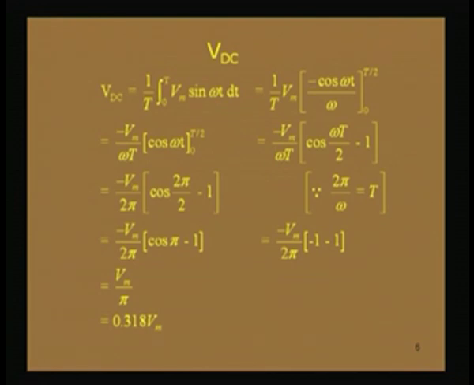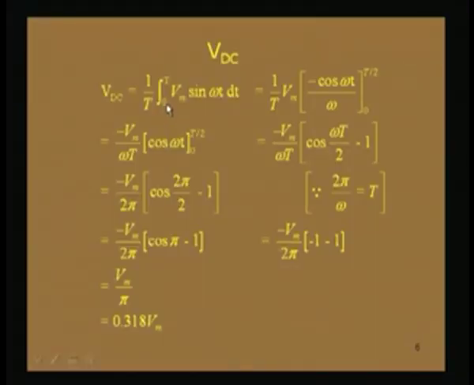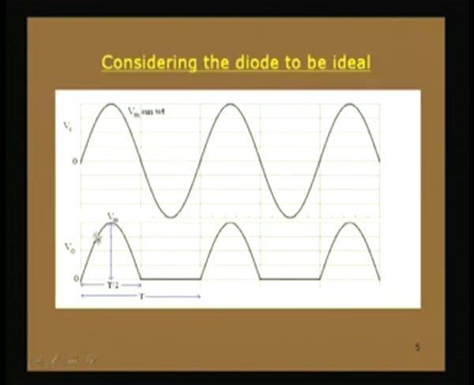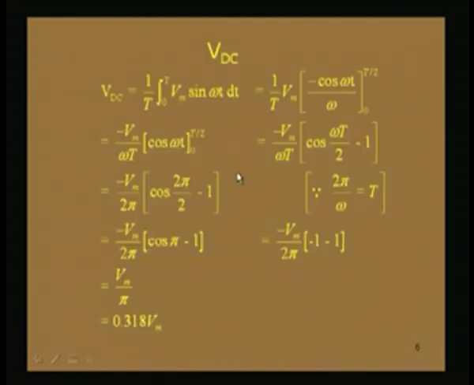For finding that out, we have to integrate over the whole time interval 0 to capital T. So, in order to find the average DC voltage, it is 1 by the whole time period T, integration 0 to T V m sin omega t dt, because the input and output waveforms have exactly the similar shape, that is a sine wave. So, we can easily integrate it by this ideal assumption. This is a simple integration.